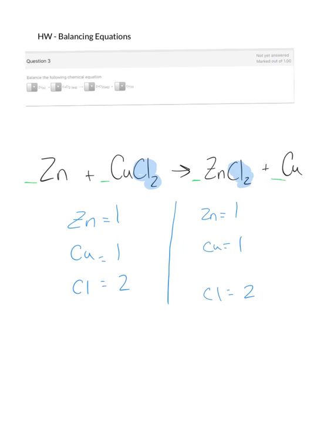Now let's check and see what's the same, what's not the same. So the zincs are the same, so it's balanced. The copper is the same, so it's balanced. And the chlorine is the same, so it's balanced. So actually, this one is really easy because the atoms are the same on both sides. So it's just 1, 1, 1, 1. No need to do anything to balance the equation. It's already balanced. All right, second question, number 4.